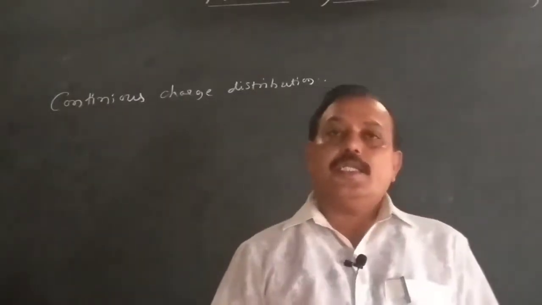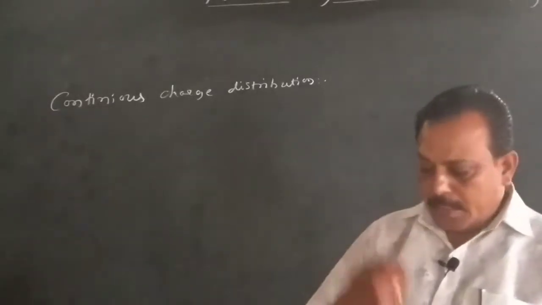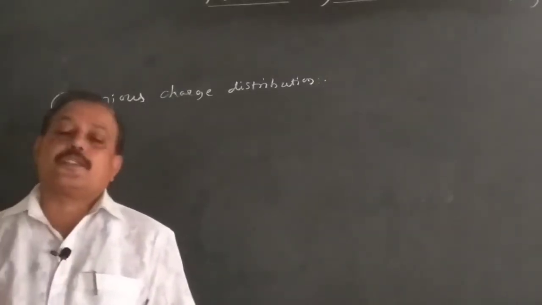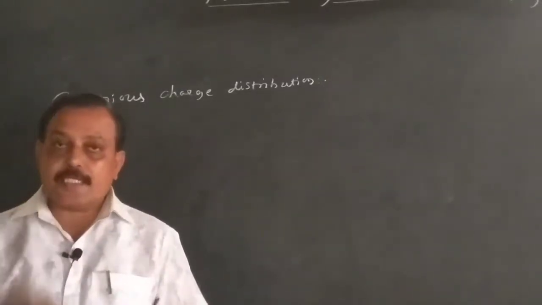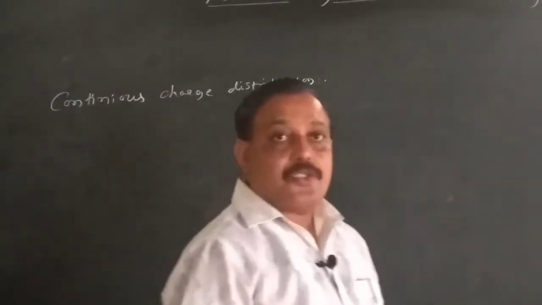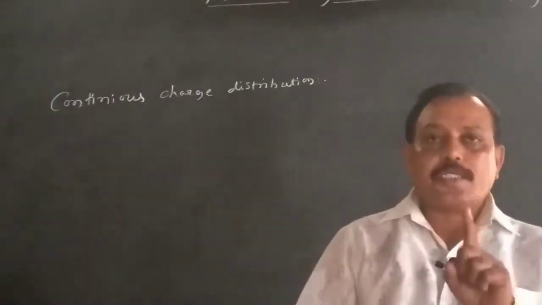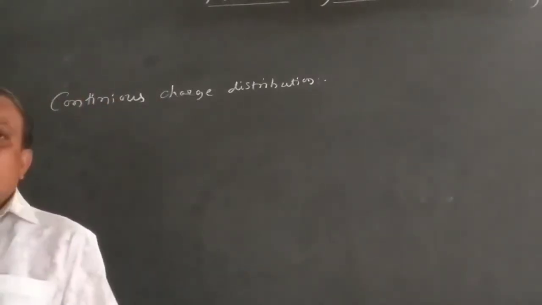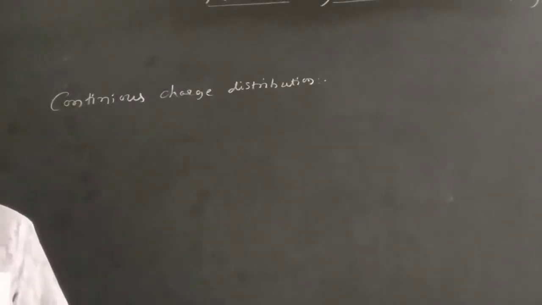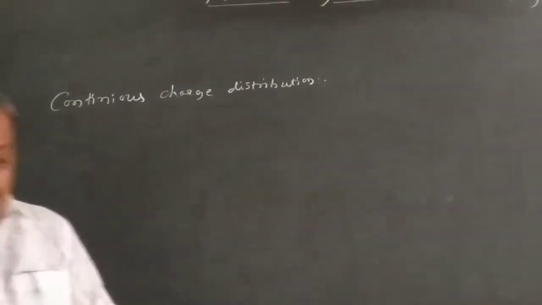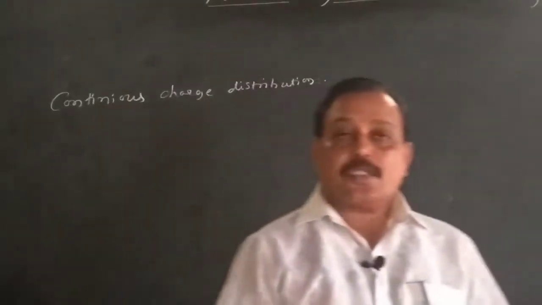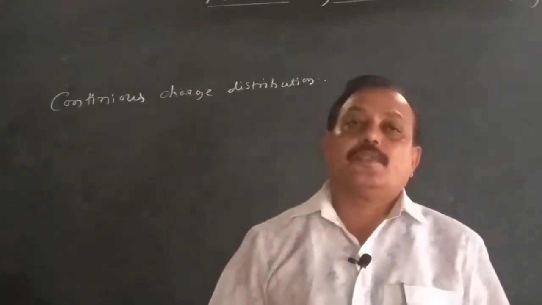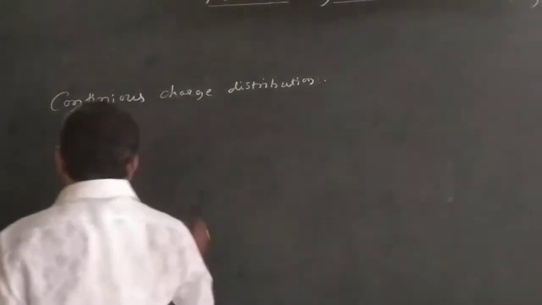First one is the linear charge density, second one is the surface charge density, and the third one is the volume charge density. The name itself indicates linear: the charges are distributed along a straight line. The surface density indicates the distribution of the charges on the surface of the conductor. And the third one, if the charges are distributed throughout the volume, is called volume charge density.